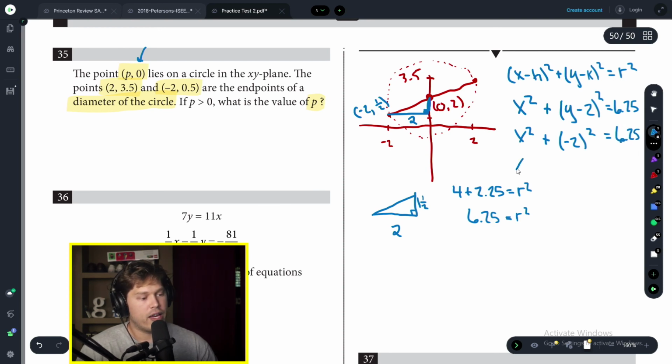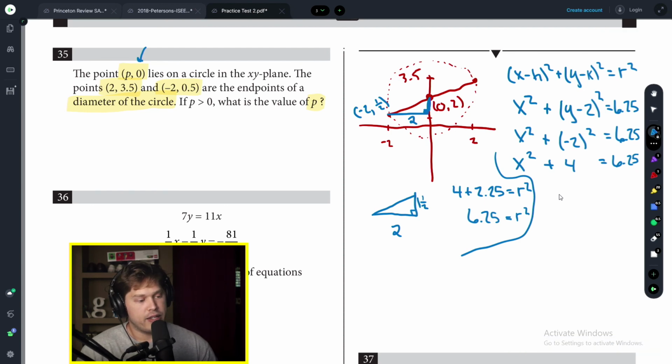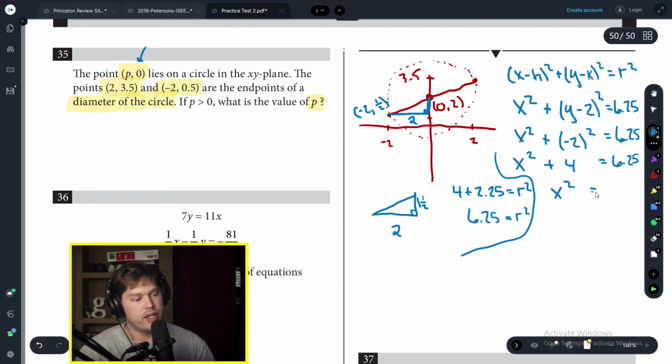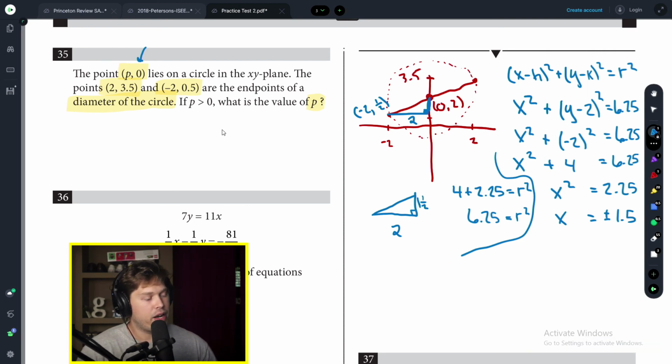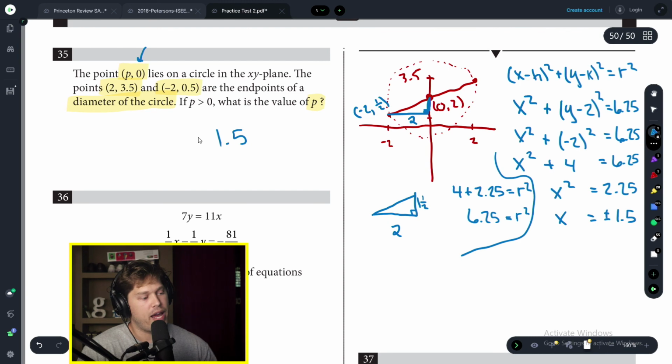So we have x squared plus 4 equals 6.25. Then we can subtract the 4 from both sides to get x squared equals 2.25. And then we can take the square root to see that x equals plus or minus 1.5. So since p is positive, our answer is going to be 1.5.